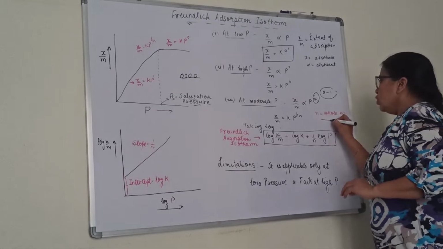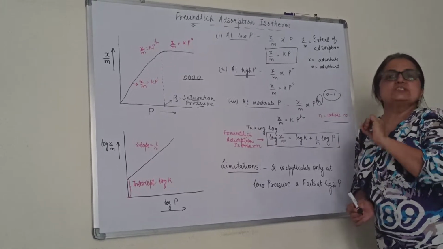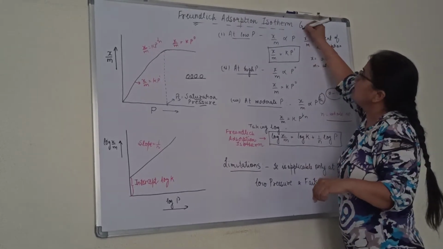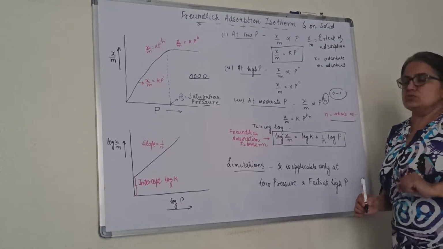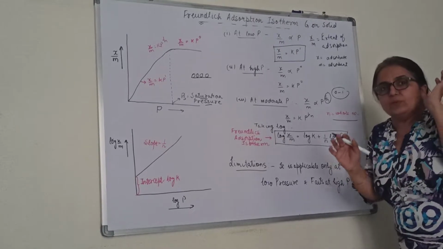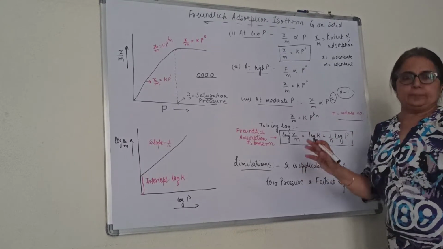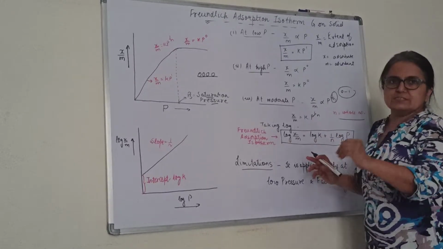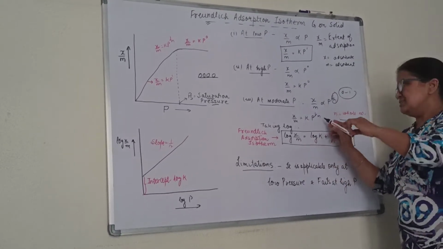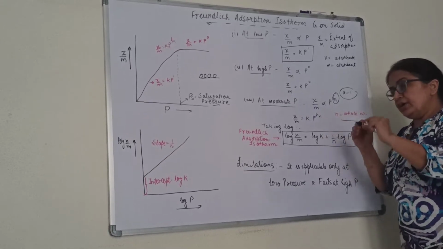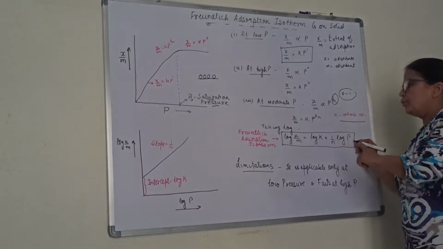And that n is a whole number. That n depends upon the adsorbate, the nature of the gas, what is getting adsorbed. Because what we are considering here is gas on solid adsorption. So what the gas is will decide the n value. So we have x by m is equal to kp to the power 1 by n. If we take log on both sides, we get log x by m is equal to log k plus, how do we open this? Log a to the power b is b log a, so 1 by n log p.